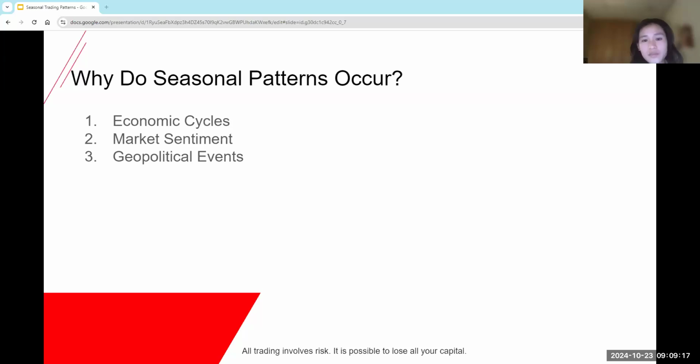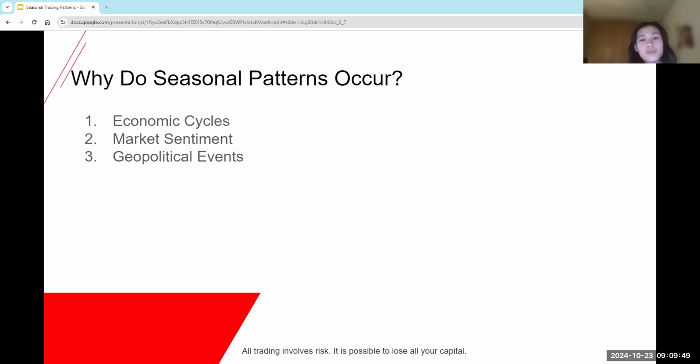So why do seasonal patterns occur? Firstly, economic cycles play a pretty significant role. For example, consumer spending rises during the holiday season, like I mentioned previously. These obviously lead to higher retail sales and sometimes affect stock prices as well. Secondly is market sentiment. This is a crucial factor, so it's important to keep up with your fundamental analysis because of this.